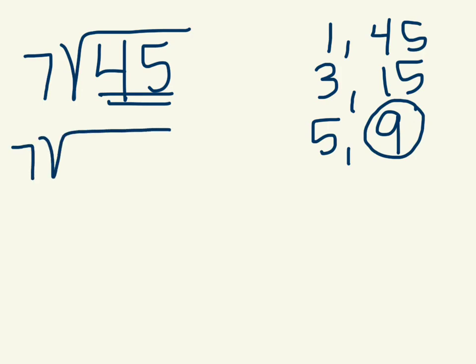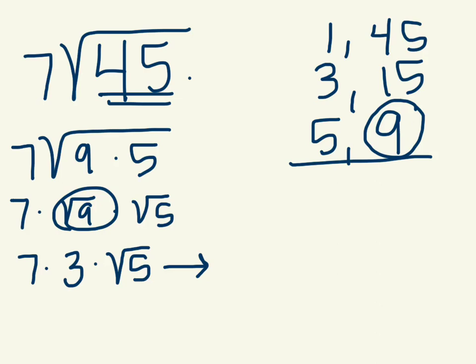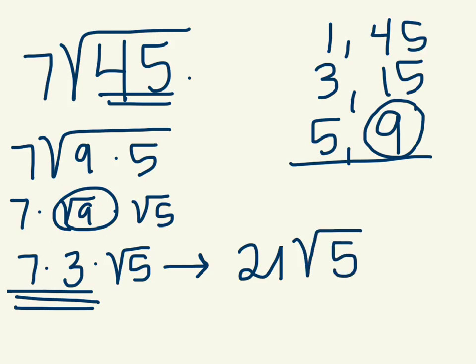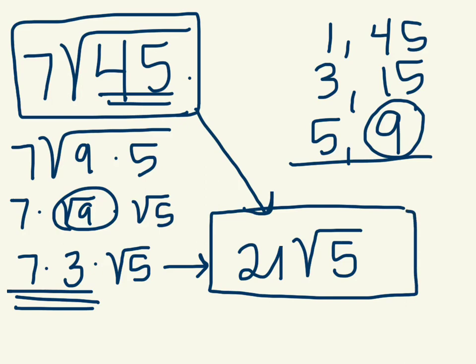So I'm going to rewrite this as 7 times the square root of 9 times 5, because 9 times 5 gives me 45. So this is really 7 times the square root of 9 times the square root of 5. I can simplify this as 3. So 7 times 3 times the square root of 5. If I write this a little simpler, I have 21, which comes from 7 times 3, times the square root of 5. Voila! Here was my original radical, and simplifying that radical is 21 times the square root of 5.